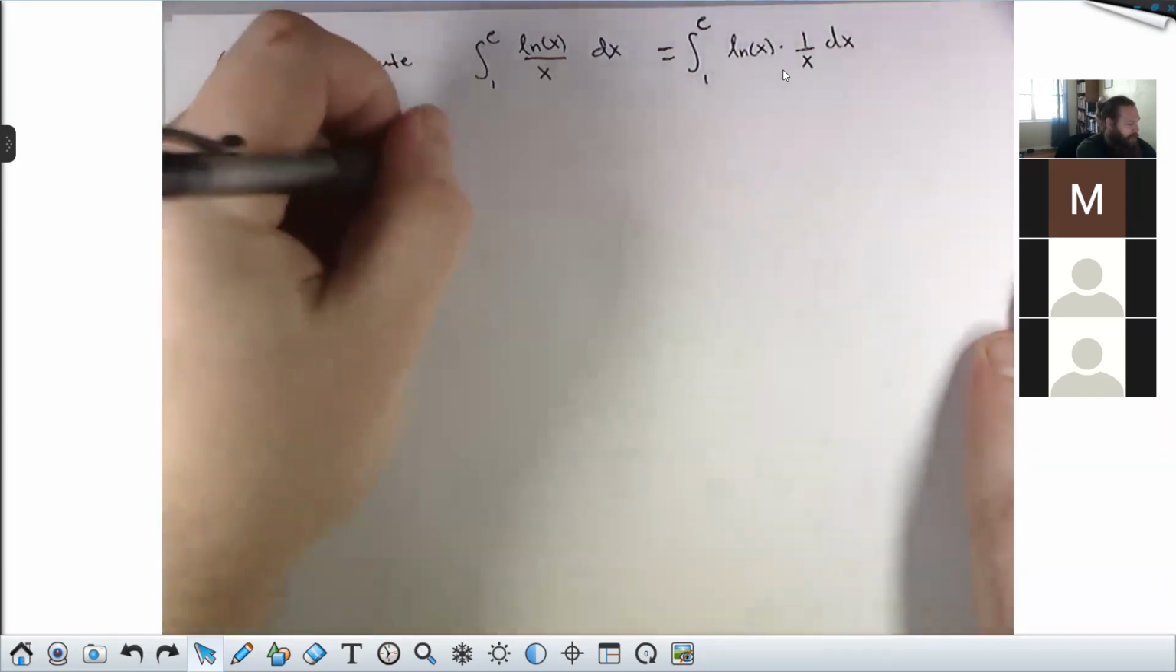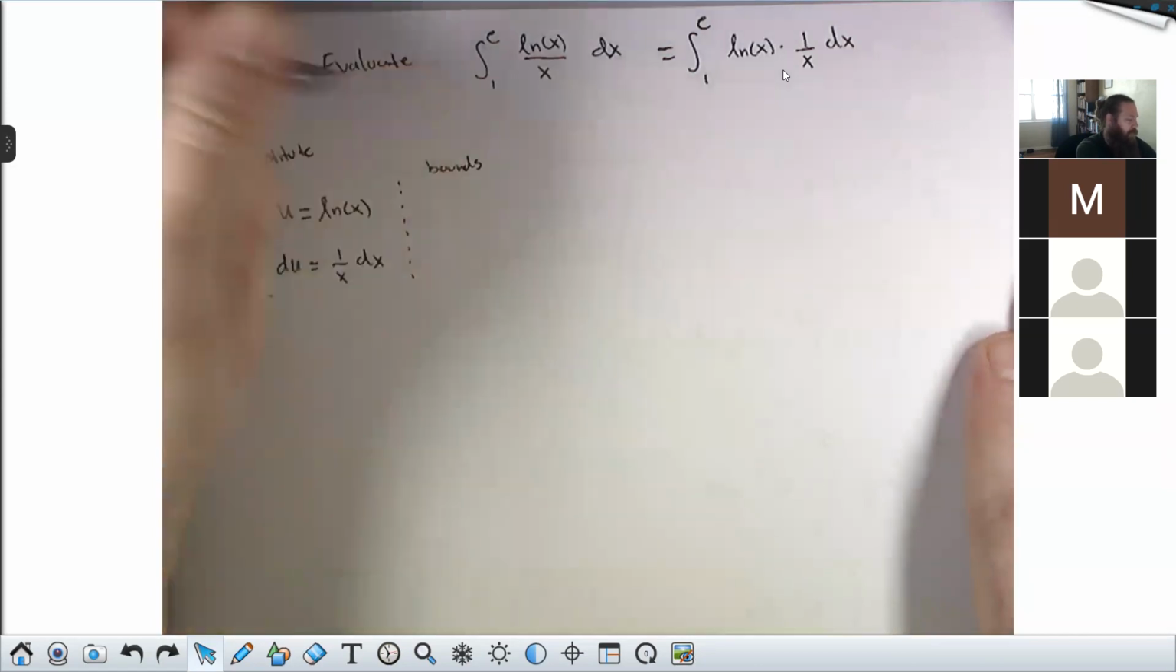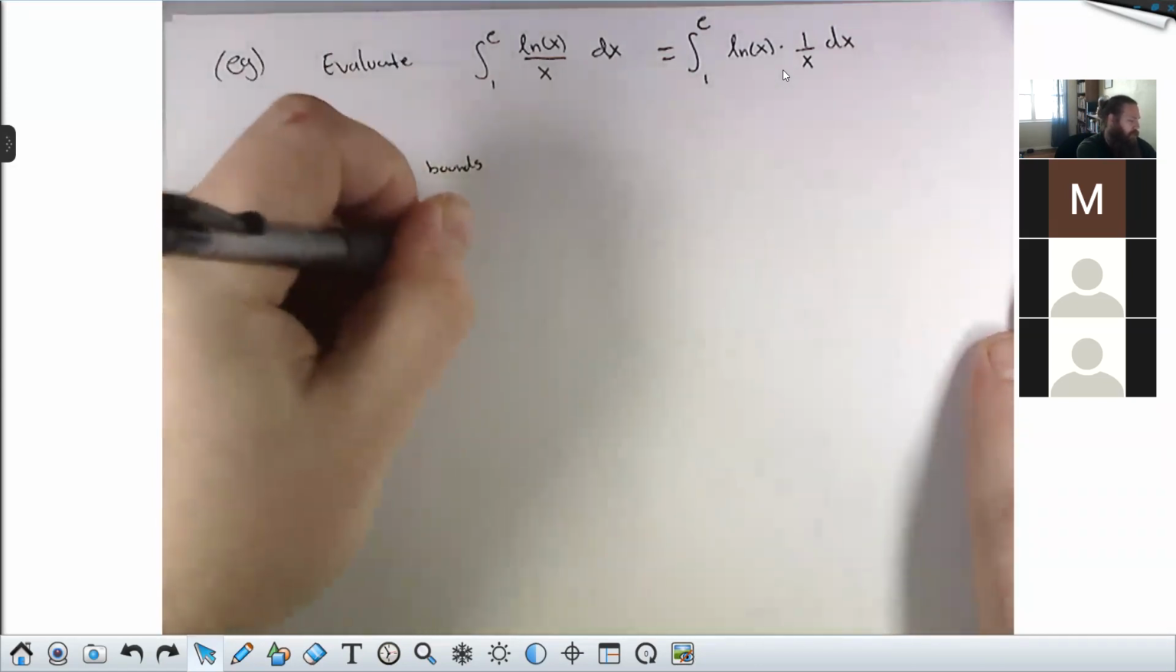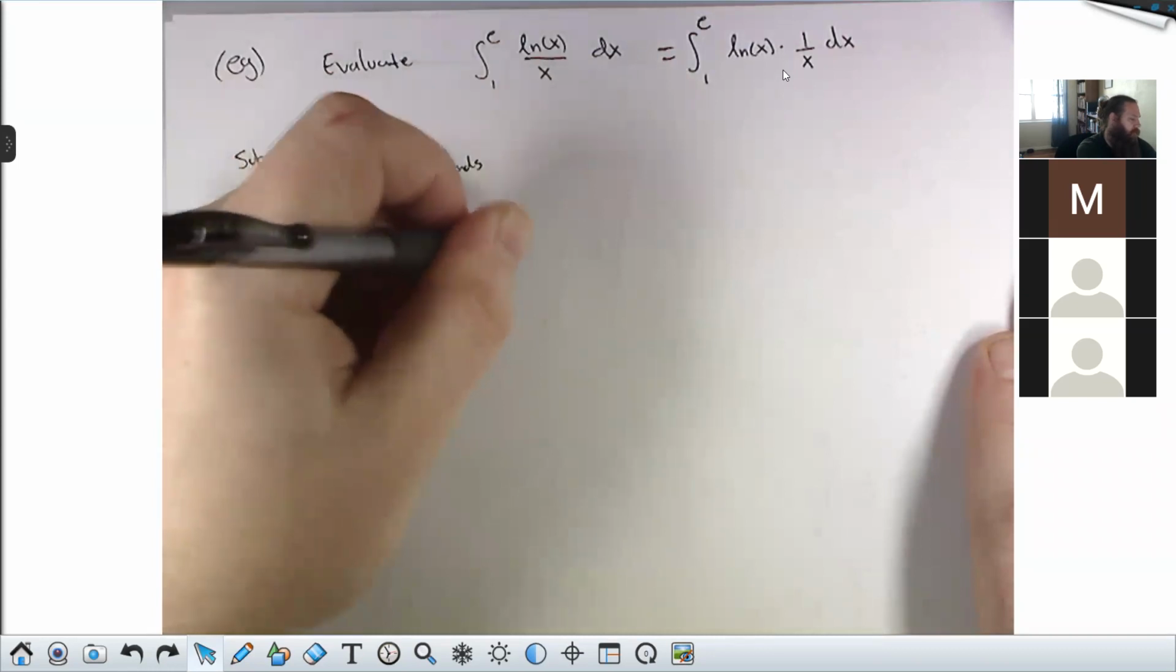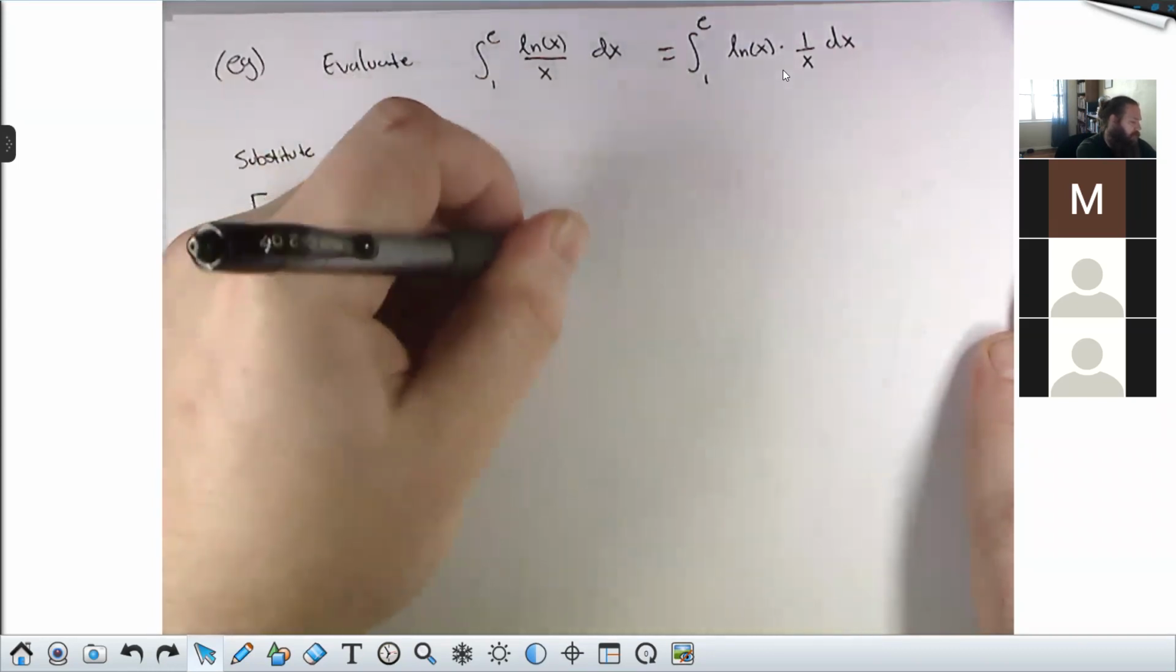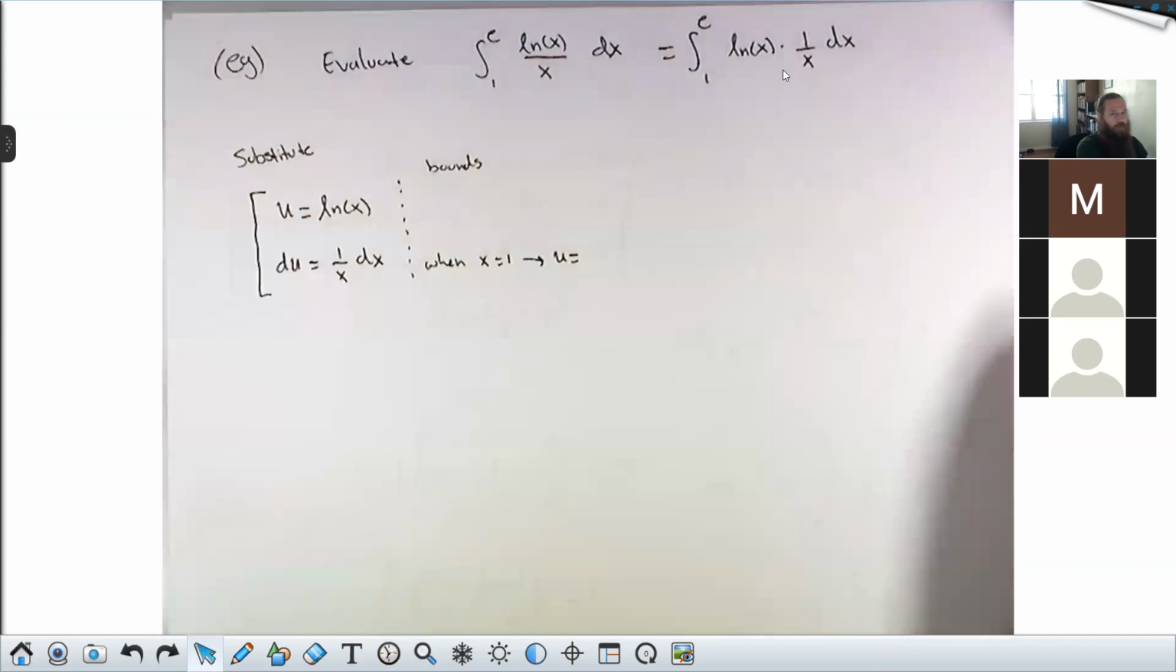We also need to worry about the bounds. So when x is equal to 1, what is u equal to?